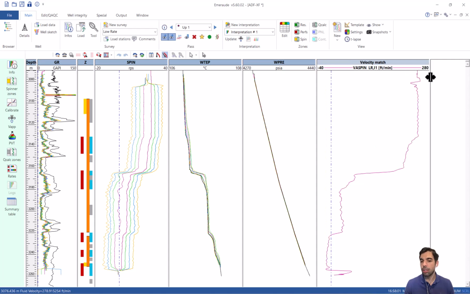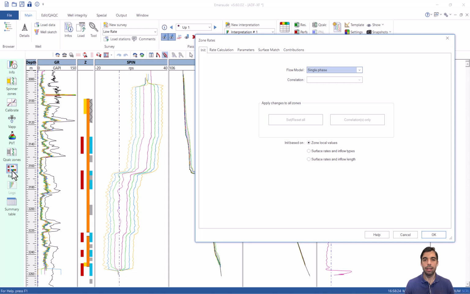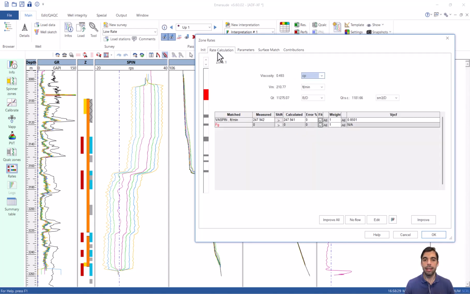And there are 2 possible causes for negative velocities. One is recirculation, in this case water recirculation, and the second possible cause is actual cross flow. So we need to distinguish between the 2, right? So let's have a look. Let's go straight to compute the rates. I'm going to click here, single phase, oil, and then let's accept the defaults.